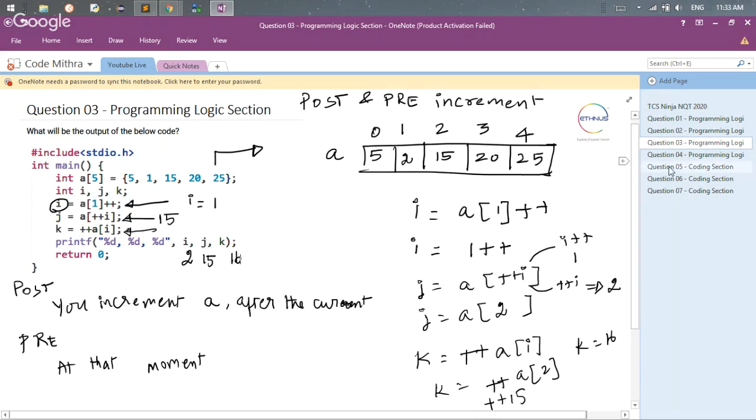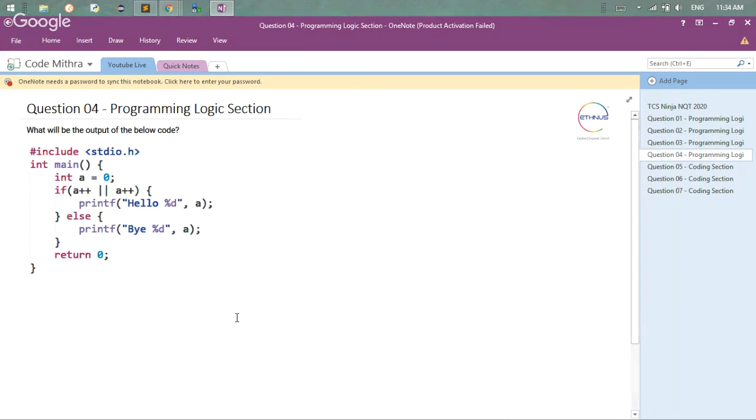Now I'll ask you this question, then probably you will understand how post increment and pre increment work. Okay, this is a very very simple question. So this will make you understand how post increment and pre increment work. Okay, so let's try to answer this, guys. So give me the answer for the below code. What will be the answer for the below code?